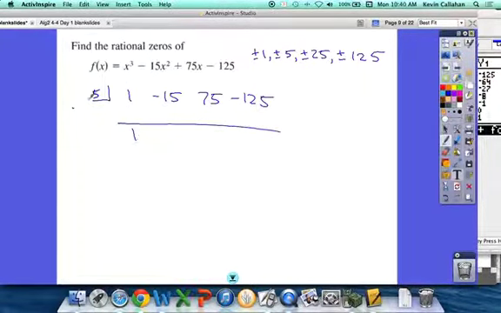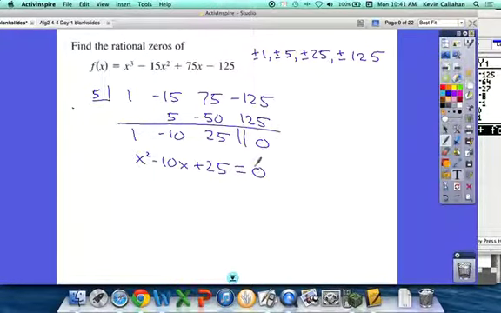Bring down a 1. 5 times 1 is 5. 5 times negative 10 is negative 50. 5 times 25 is 125. And sure enough, the remainder is 0. Right, so now we will say this is x squared minus 10x plus 25.